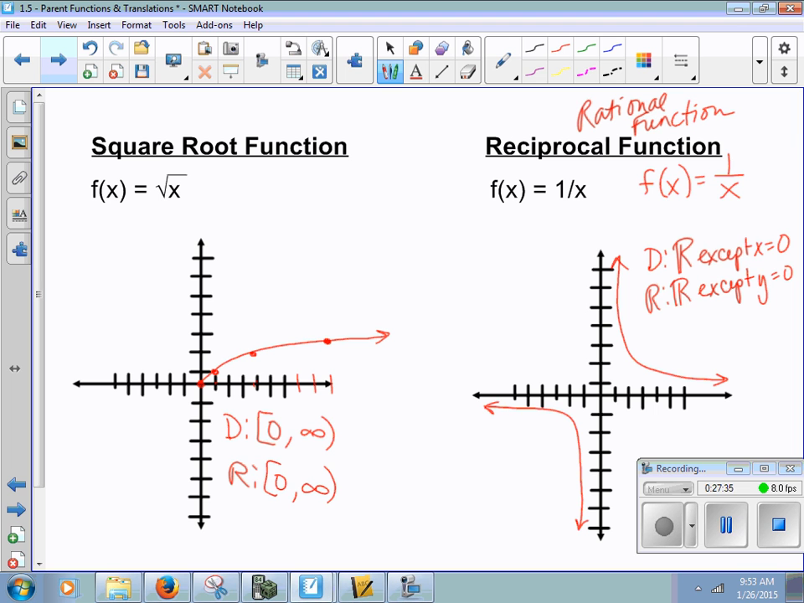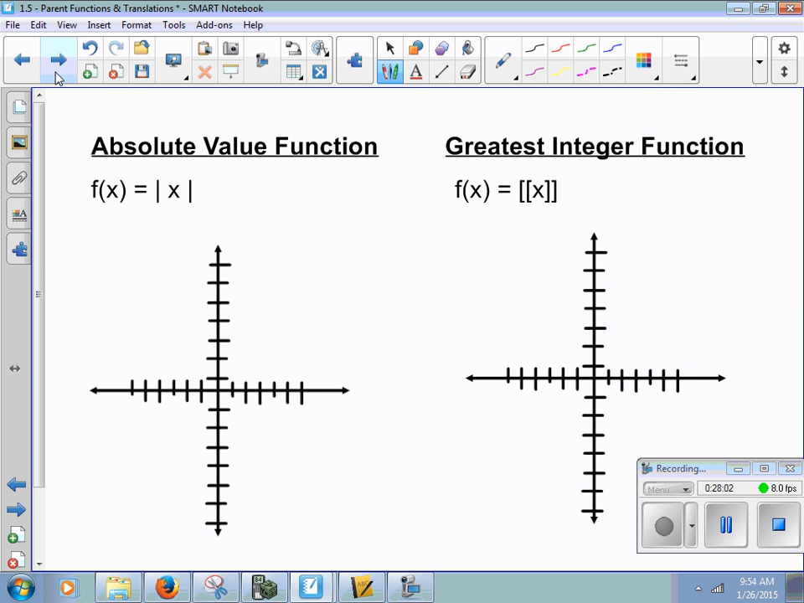Just interval notation. Would it be negative infinity to 0, parentheses, union, parentheses, 0 to infinity? Can we write it either way? You may. Yeah, I want you to be able to write it both ways, and recognize it either way. Questions at all? No?